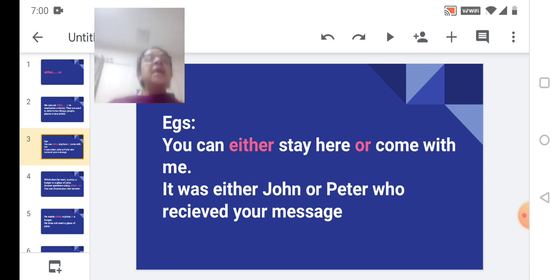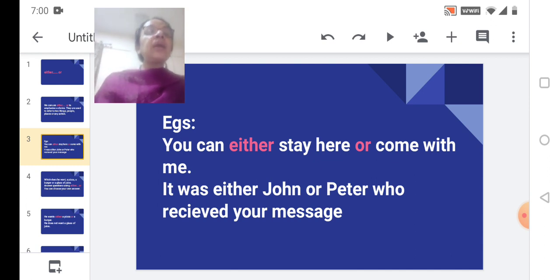Here the first sentence is stating either you be here or you can accompany me. That's why we made use of either and or. In the next sentence about people, we are mentioning, it was either John or Peter who received your message. So in such sentences we make use of these two words, either and or.